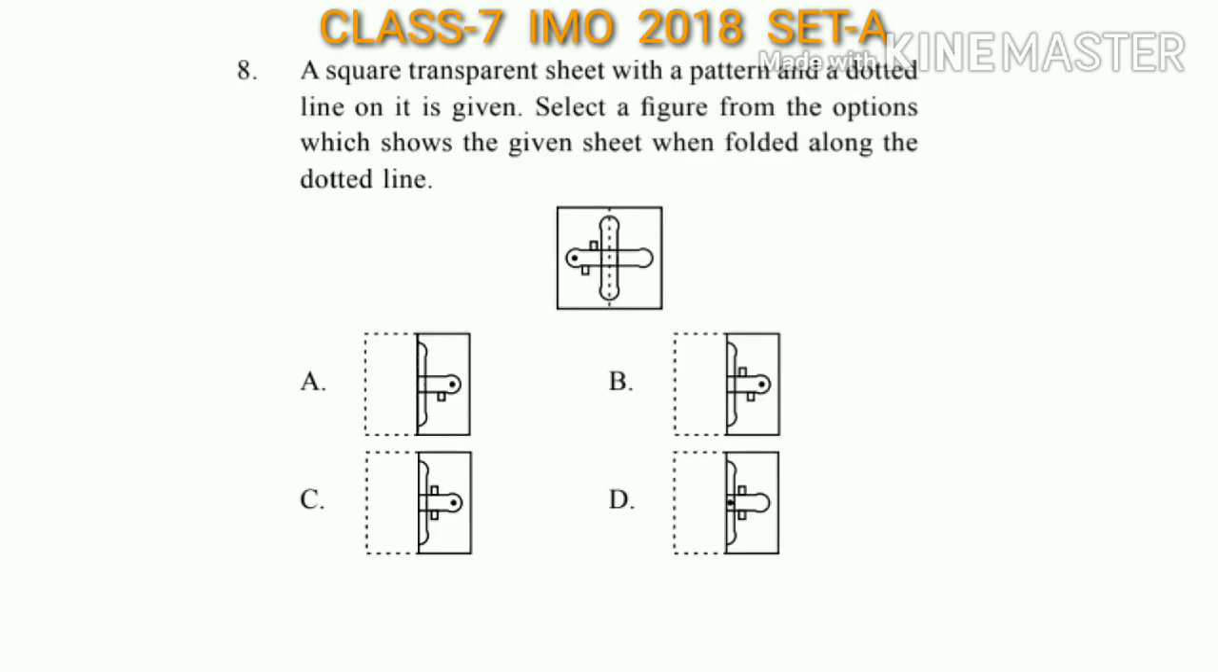Question 8. A square transparent sheet with a pattern and a dotted line on it is given. Select a figure from the options which shows the given sheet when folded along the dotted line. Look at the figures carefully. The answer will be option B.